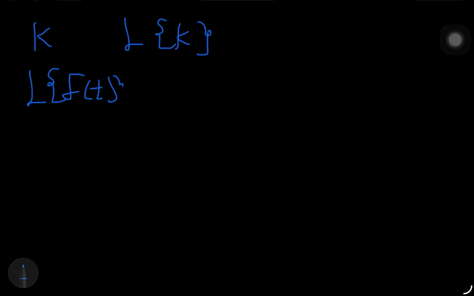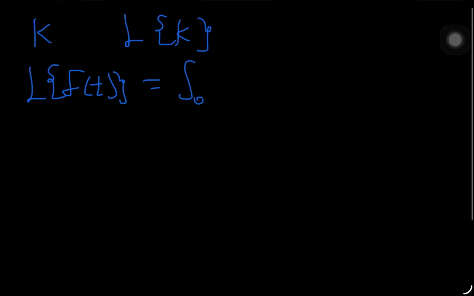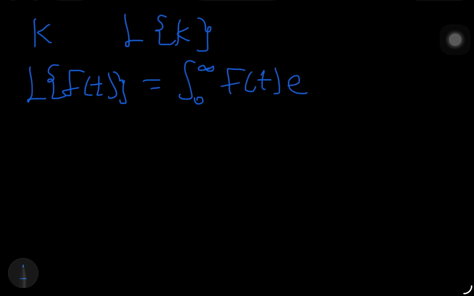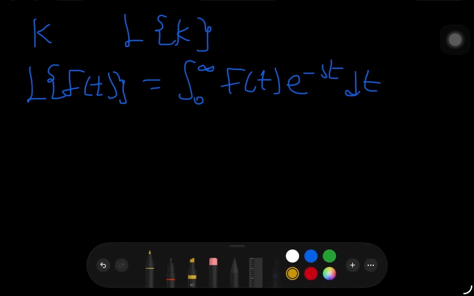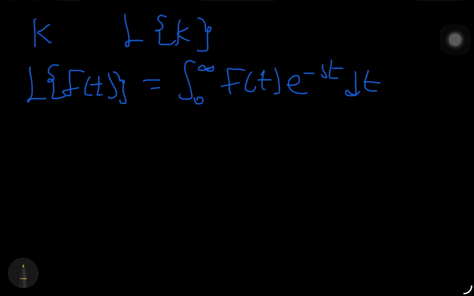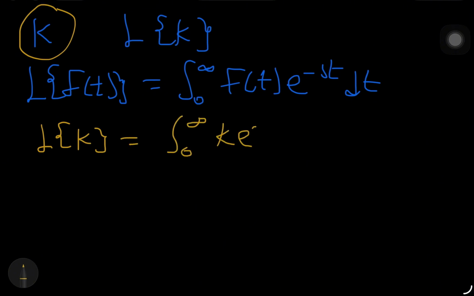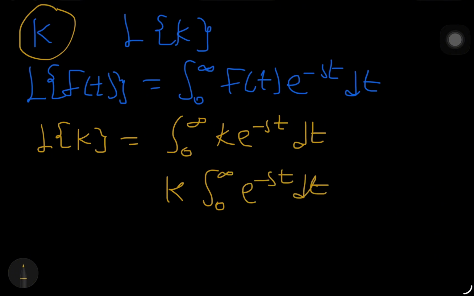Laplace transform of a function f in terms of t is given as a semi-infinite integral of f of t multiplying e to the power negative st dt. So with the formula, we replace f of t with k, since our function is k, standing for constant. So the Laplace transform of any constant is equal to the semi-infinite integral of k multiplying e to the power negative st dt. K can be factored out, and we have integral of e to the power negative st from 0 to infinity dt.